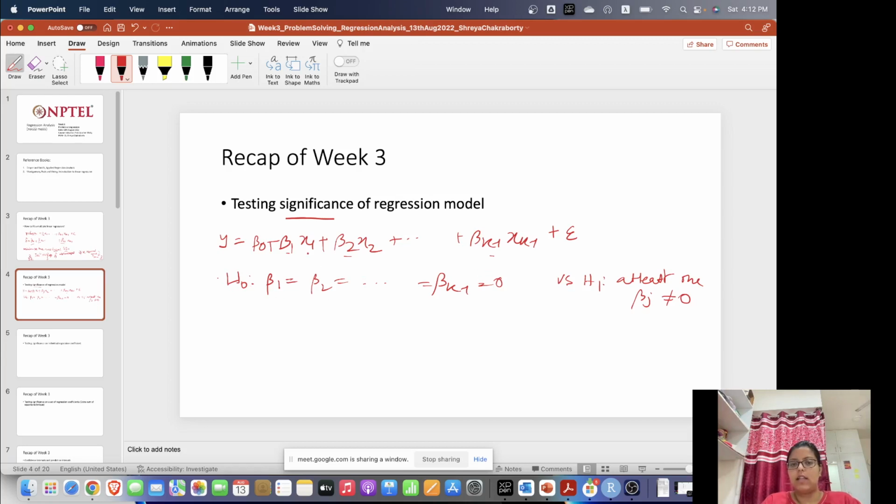This would be the H naught, that none of these variables are significantly different from 0, versus at least one is not 0. If all of these are 0, it means that the x's do not have any effect on y. But if at least one is not 0, then some of the predictors would have an effect on y. Okay, so one of the ways to go about this was to construct the ANOVA table. And how would we do that? We would just write down the sources of variation.